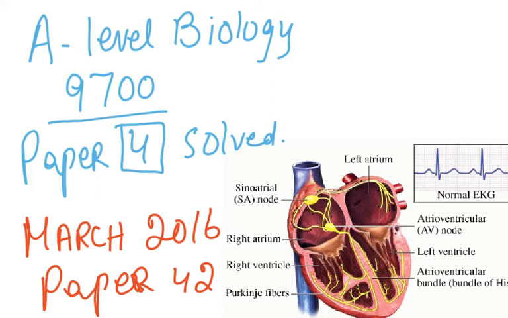A-level biology 9700 paper 4 solved. This is the March 2016 paper 4 2, and some tips and help in solving paper 4, which is just a few days away.